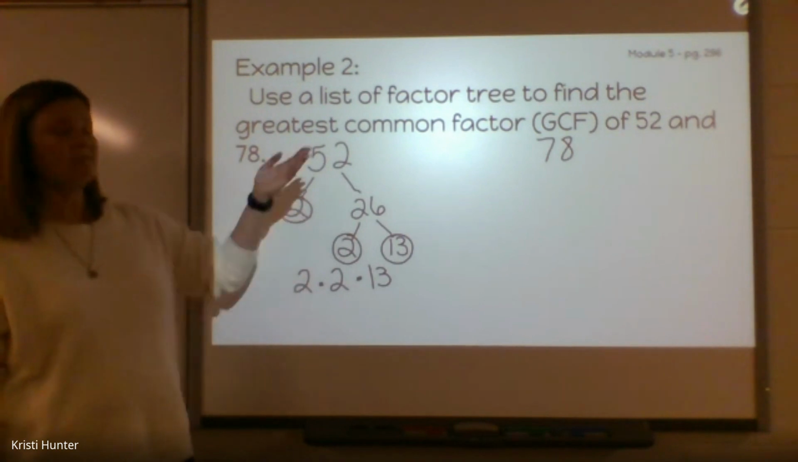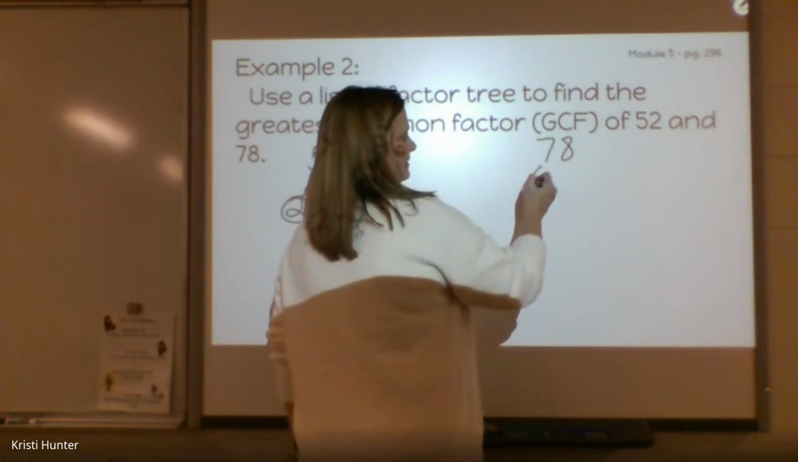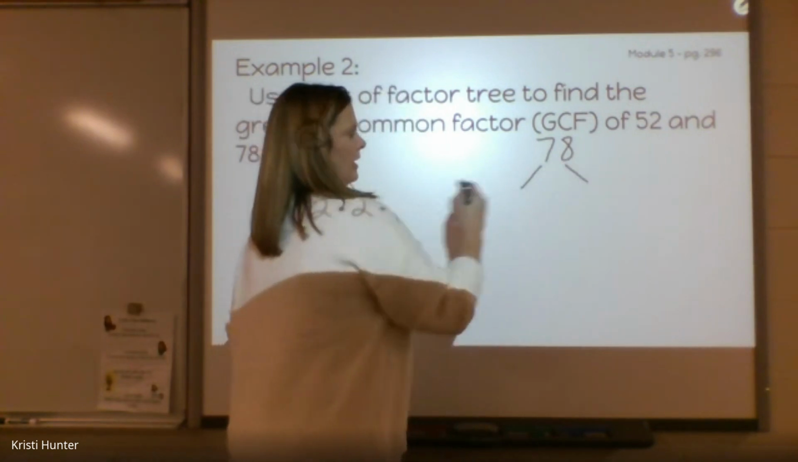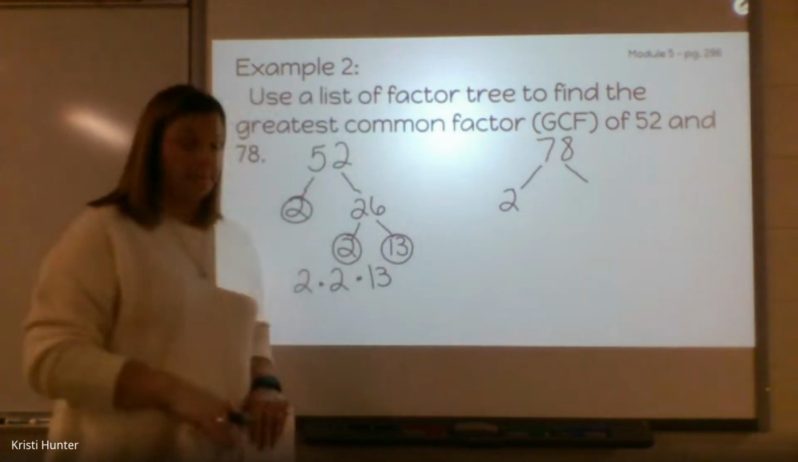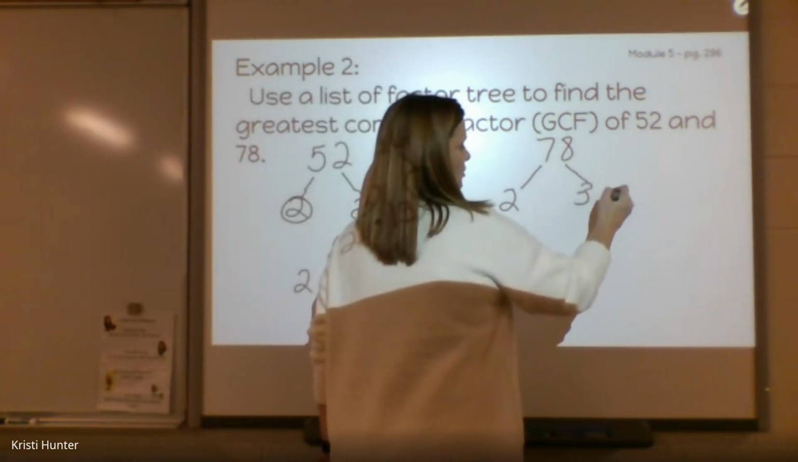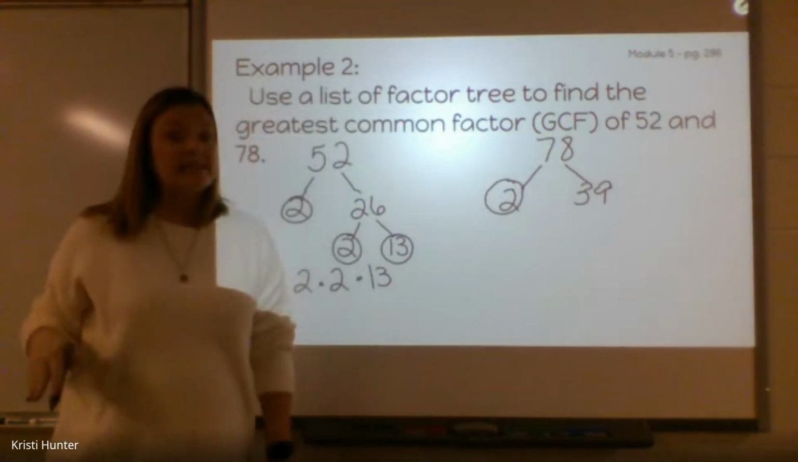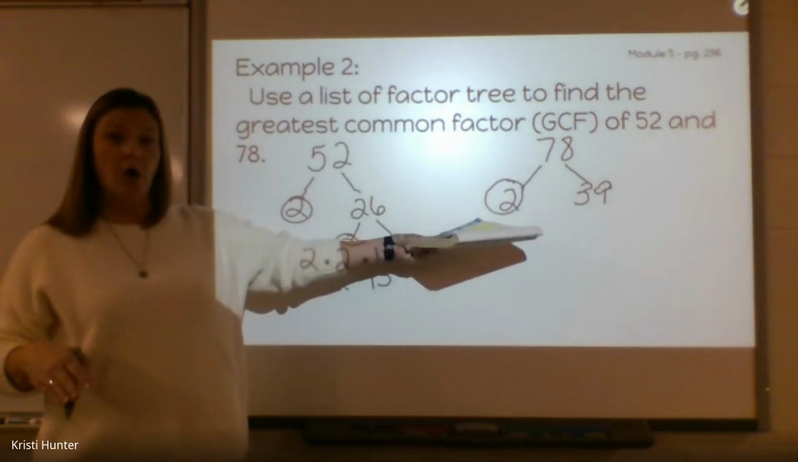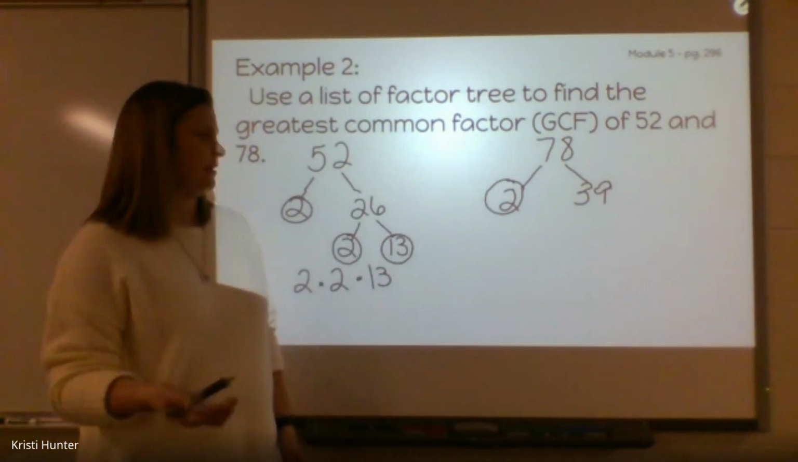Okay, now I do the same thing for 78. 78. Well, 2 will go in there because it's an even number. So if I factor 78 out, I get 2 times 39. 2 is a prime number. The only thing that'll go into it is 1 and 2. So I can stop making it smaller there.